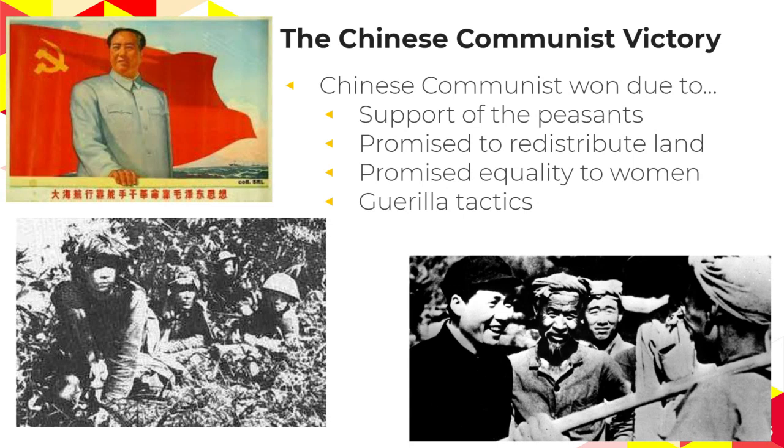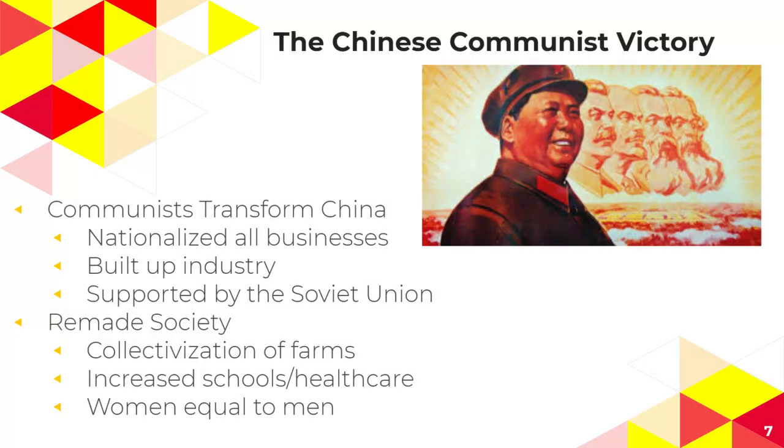He promises equality to women, and most importantly, he uses guerrilla tactics to defeat the nationalists. He never actually faces the nationalists in battle. He has his men blow up supply lines, assassinate officers, kill a few soldiers here and there, and wear the nationalists down over time. And eventually, that'll lead the communists to victory in the Civil War.